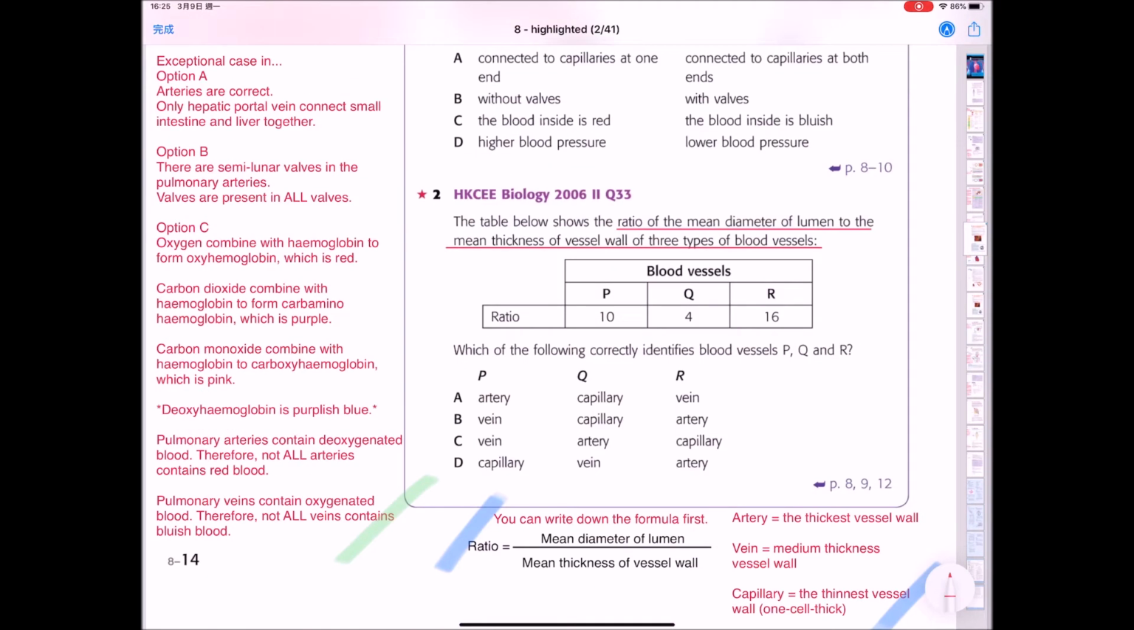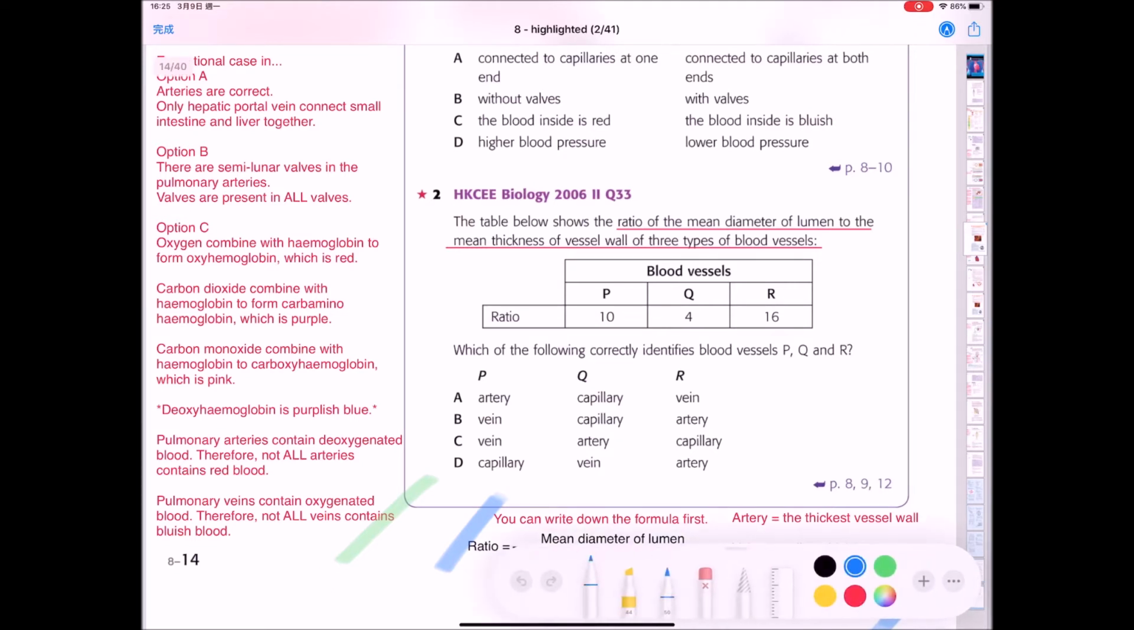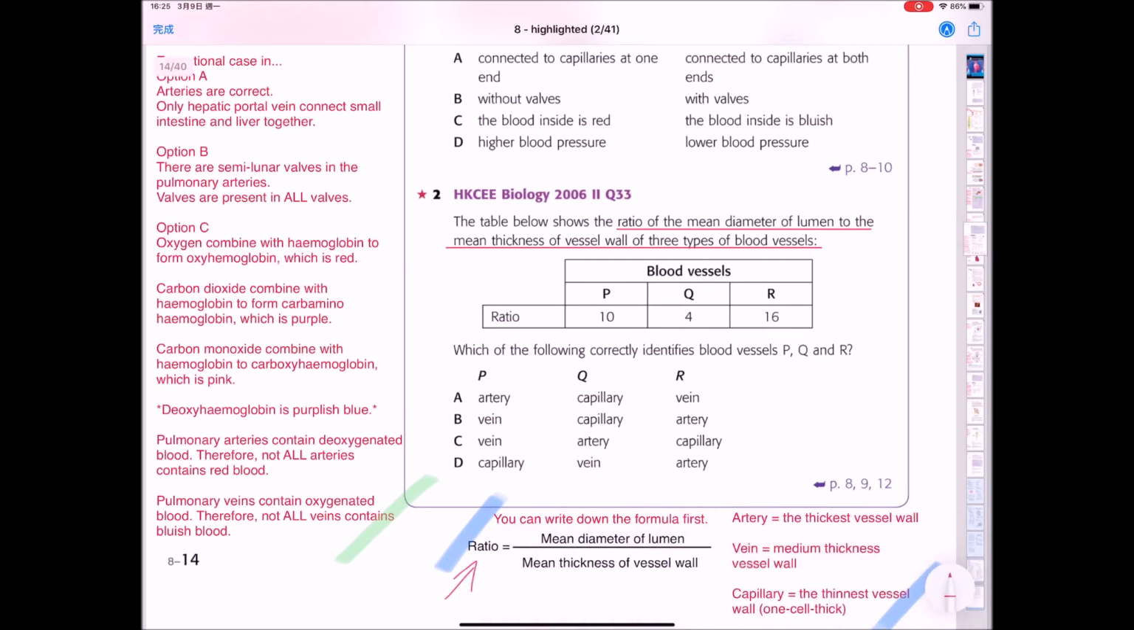So for this question, you actually need to do a simple calculation. It's talking about the ratio. You can see the formula here, which I have already given you. The ratio is the mean diameter of the lumen. The lumen means the inner space of the blood vessel. The mean diameter of the lumen to the mean thickness of the vessel wall.